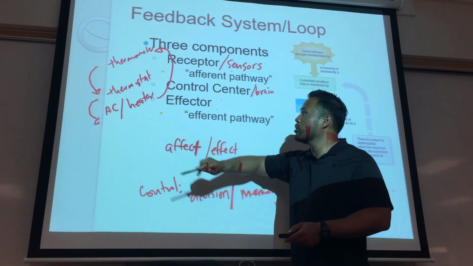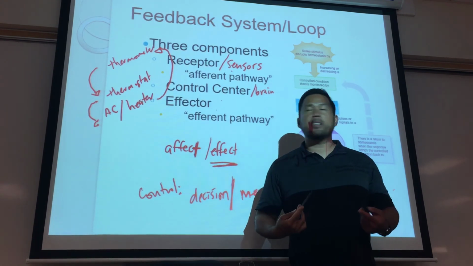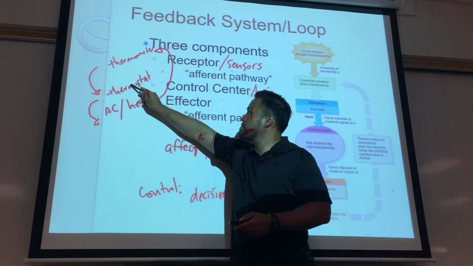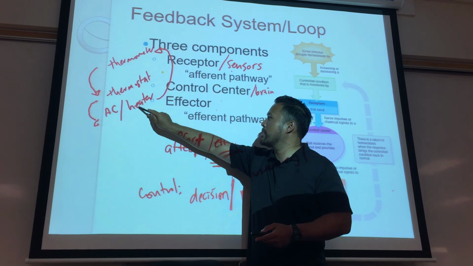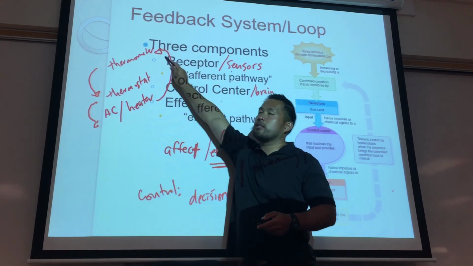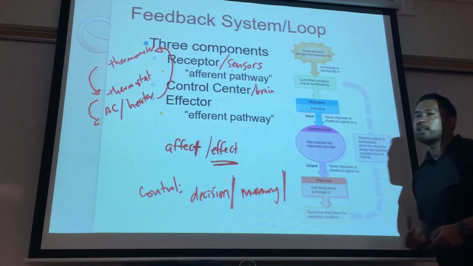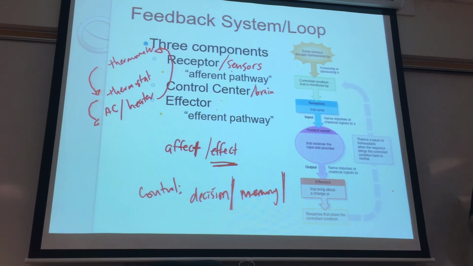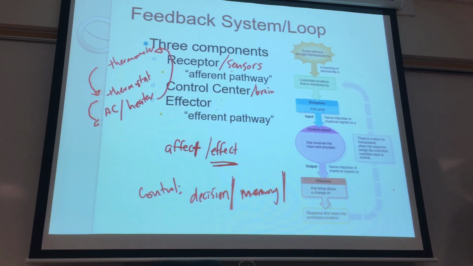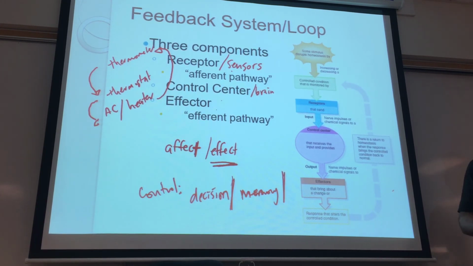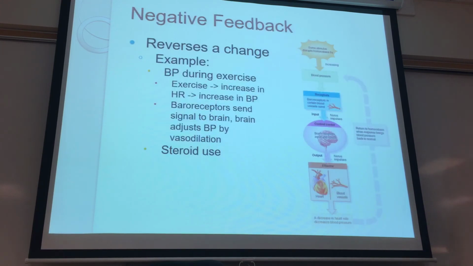Eventually, when it cools the room, if it gets down to 69 degrees, the thermometer reads it, sends it over to the control center. The efferent pathway turns on the heater to heat the room back up. So in this case, the lack of heat in a room will trigger the production of heat. That's the reverse change that's taking place. There's lots of examples that we can use in this case.